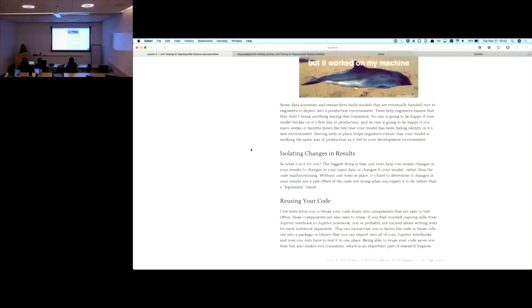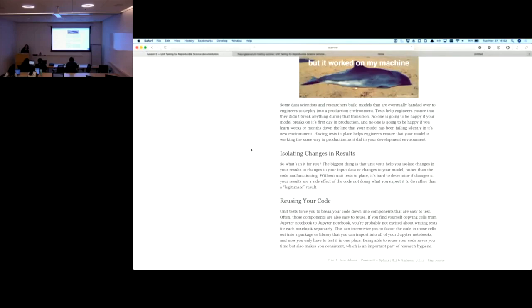Which brings us to kind of the most important one to me, which is that unit tests help me isolate changes in my results to changes in my input data or changes in my model. I want to make sure that when I change my input data or when I change my model, those are translating into legitimate results. And I'm not getting different results simply because my code is doing something that I don't think it's doing or that I don't know it's doing.